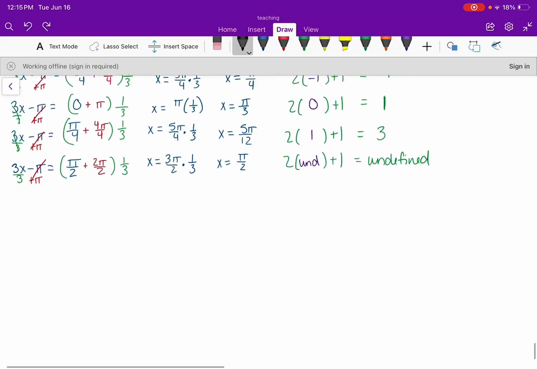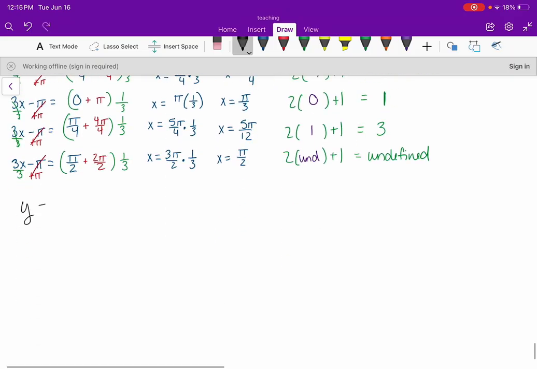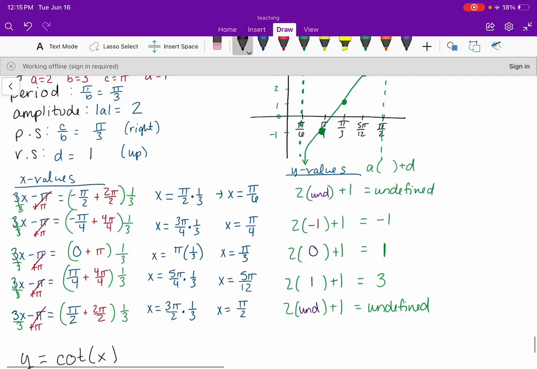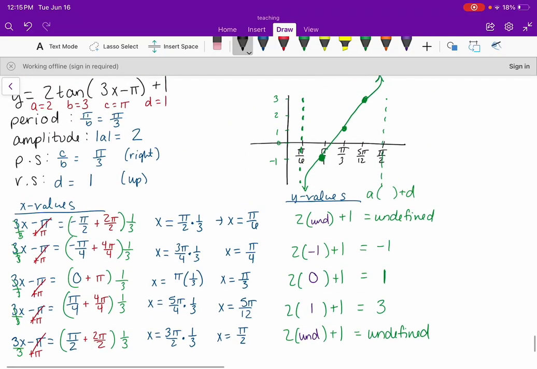Let's do cotangent. Oh, something else I want to mention. On the test, sometimes I will ask you to write out your asymptotes. Just a reminder, your asymptotes are wherever you have these vertical lines, wherever you had a y value that was undefined. So that happened at x equals pi over 6 and x equals pi over 2.